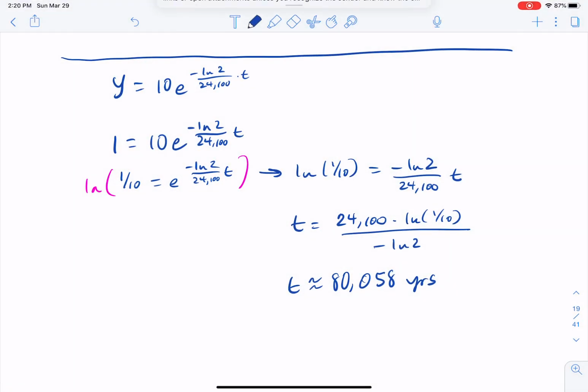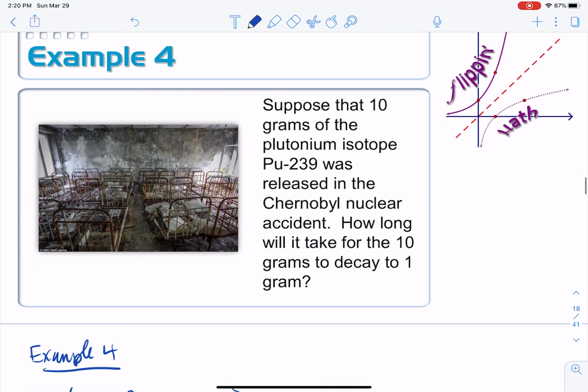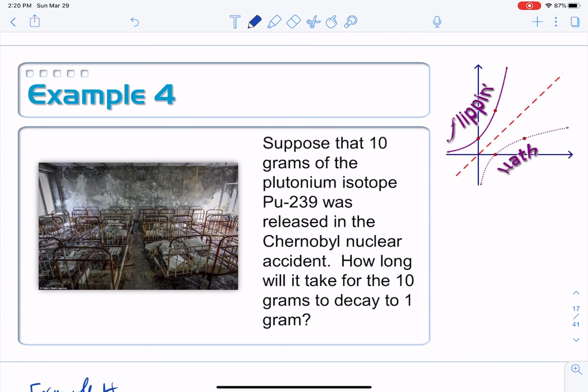All right, so that wraps up this particular problem on exponential decay and half-life in particular involving Chernobyl.